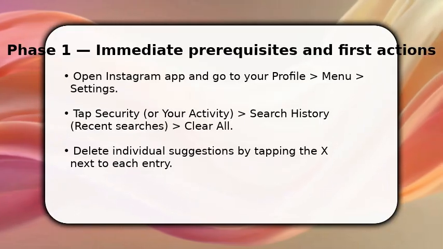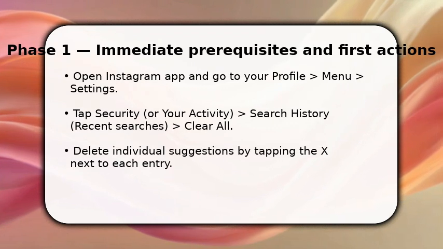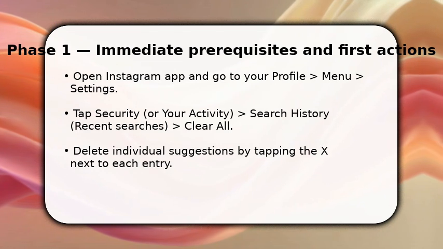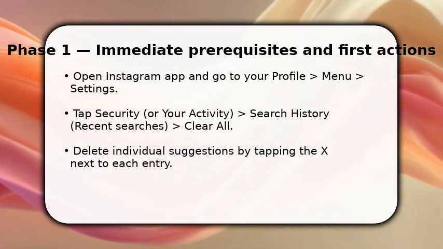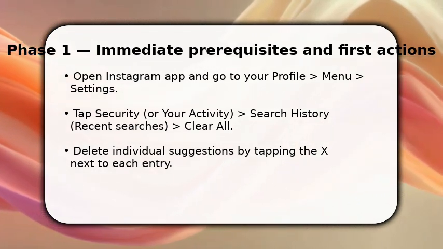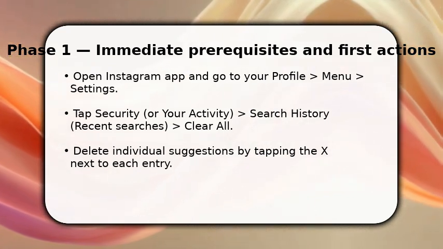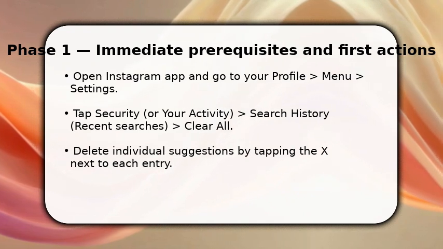You're starting by removing what Instagram already remembers. Open the app, go to Profile, then Settings. Once in Security or Your Activity, find Search History, tap Clear All to wipe stored queries. If you prefer selective removal, tap the X beside any suggested term. That removes it from suggestions instantly.